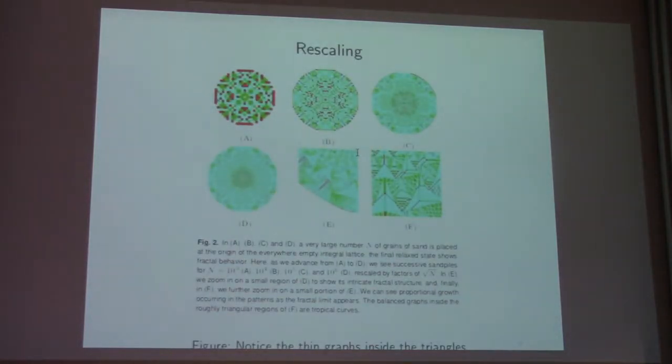Okay, so again, we do some rescaling à la renormalization group. We do rescalings by the square root of n, where n is the number of grains that we are dropping at the center of the table. So when we do this, so that they look of the same size, it is an open mathematical question that this mathematical object exists.